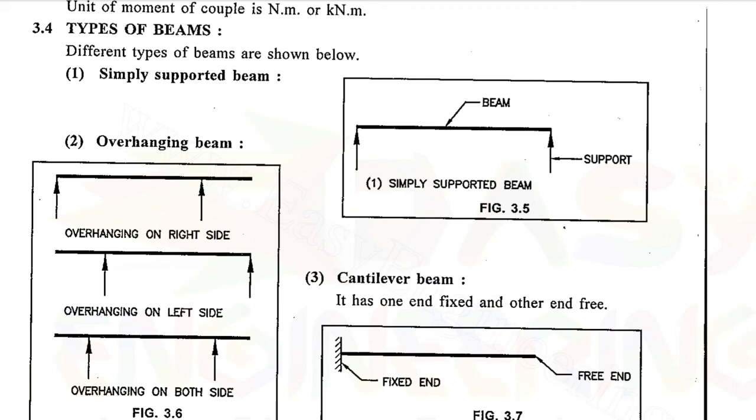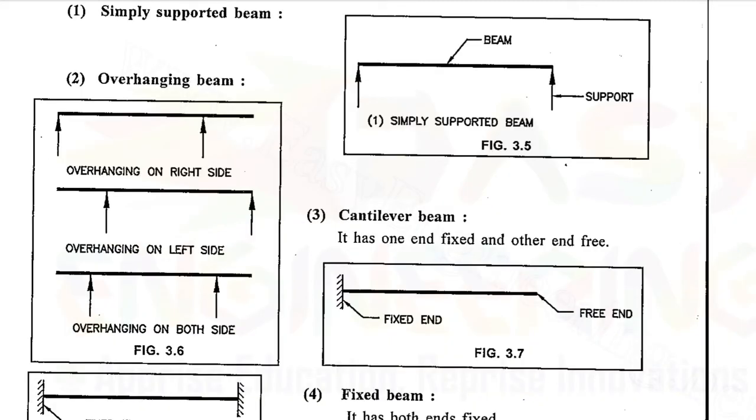So second one, overhanging beam. Figure 3.6 represents the overhanging beam. The beam extended beyond the supports is nothing but an overhanging beam. Third one, cantilever beam. A cantilever beam is nothing but a beam whose one end is fixed and the other end is free. So figure 3.7 represents the cantilever beam. One end is fixed, another end is free.